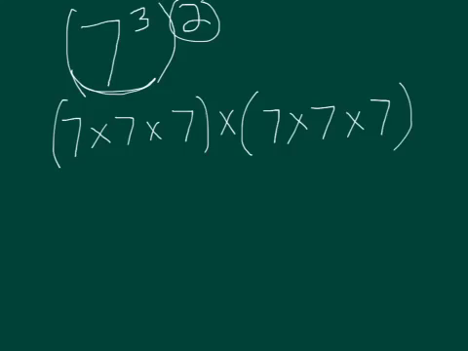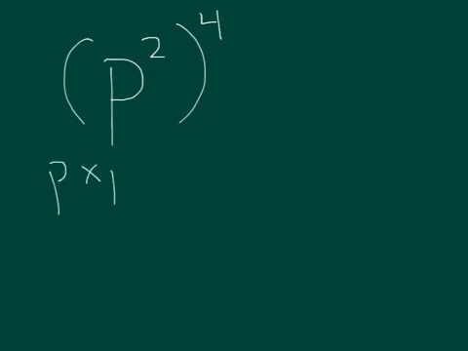Now when I combine all these 7s, because with multiplication I can do that, I just put them all together. Get 1, 2, 3, 4, 5, 6, 7. So that would show that 7 to the third power to the second power is 7 to the sixth power.